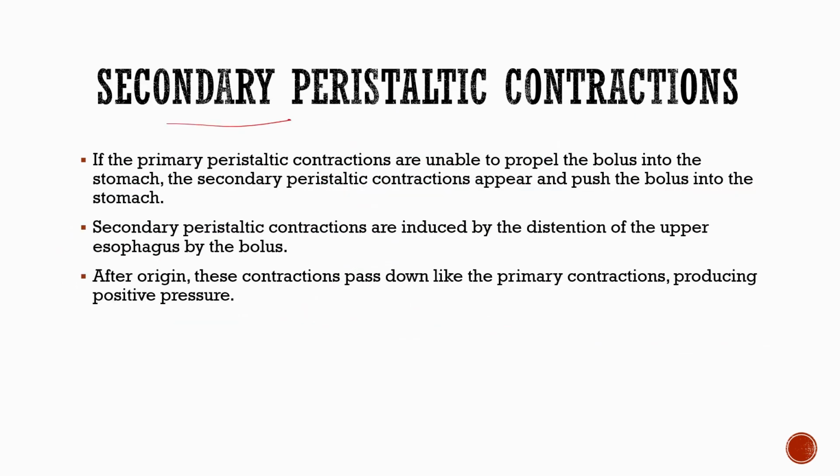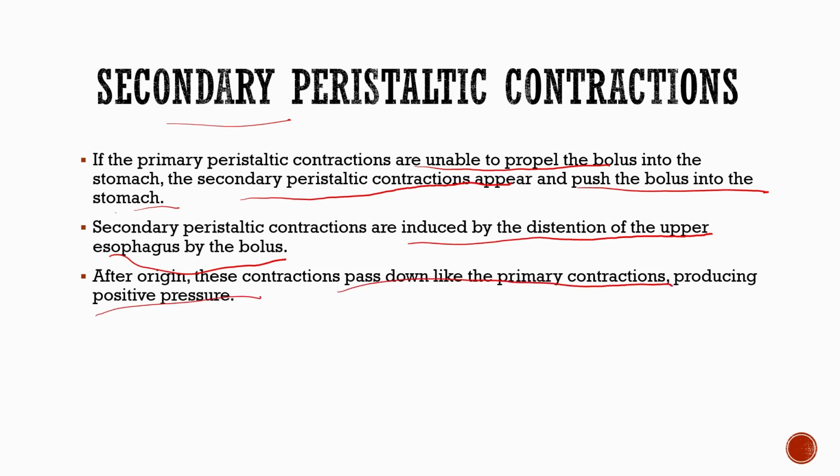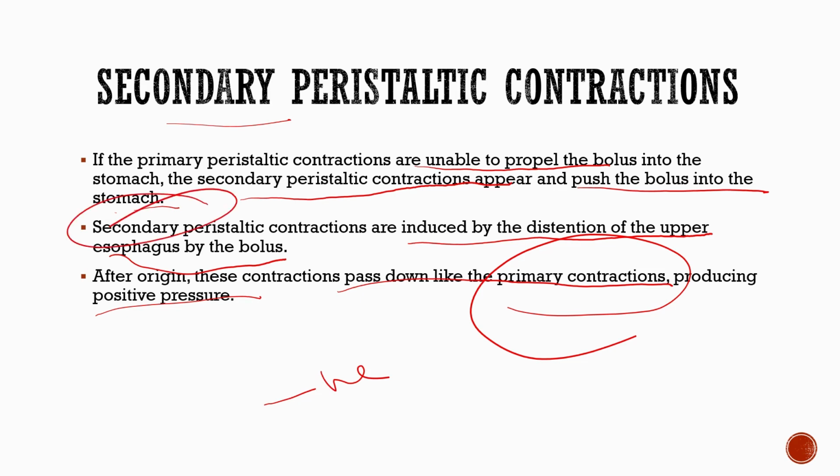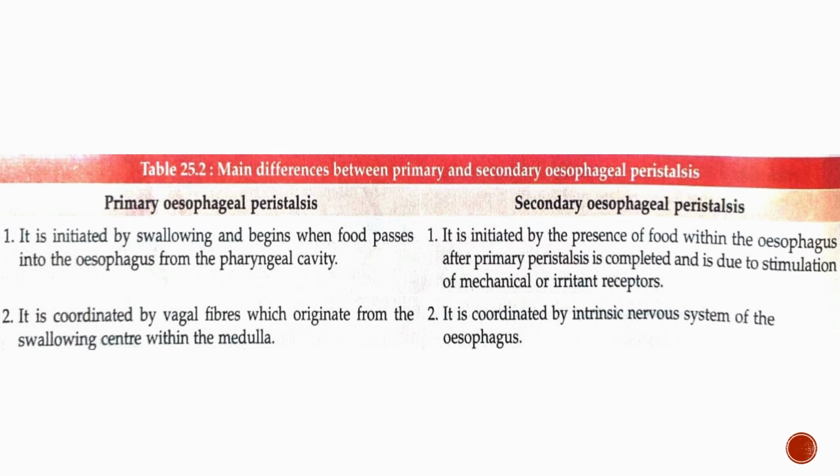Secondary peristalsis movement or contractions. If the primary peristaltic contractions are unable to propel, then the secondary peristaltic contractions appear and push the bolus into the stomach. These are induced by distension of the upper esophagus by the bolus. After origin, these contractions pass down like the primary ones, producing positive pressure. So if negative pressure occurs, however, there is primary contraction and positive pressure. If the negative one occurs, then the secondary peristaltic movement starts and it pushes down the bolus forcefully.